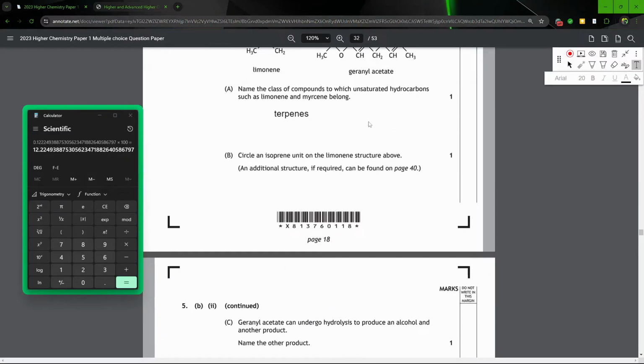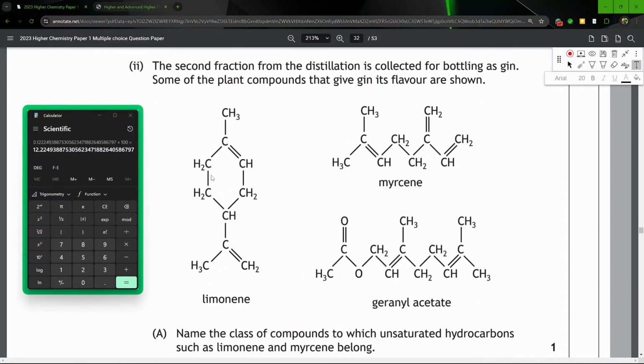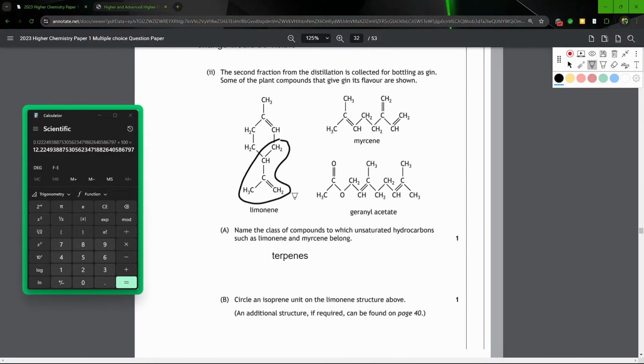Circle an isoprene unit on the limonene structure below. So we need to find a section of 5 carbons. But remember, it's 4 in a linear chain and then 1 in a branch chain. So we can probably do this one right here. We can also circle this other one here for instance, but we're just going to circle 1.